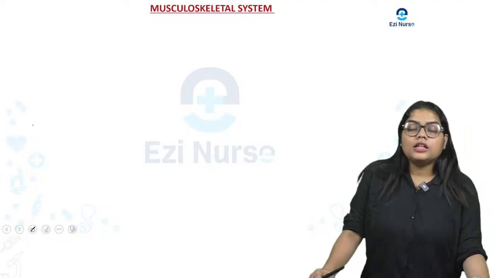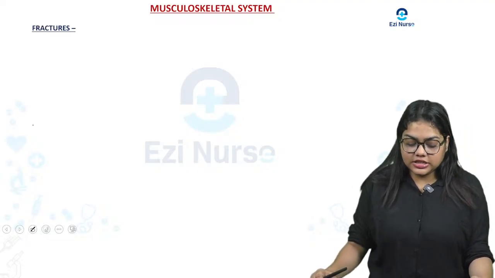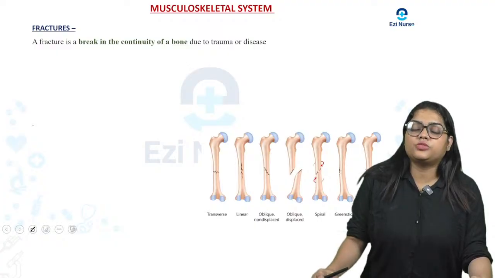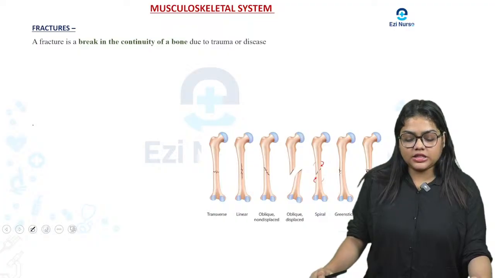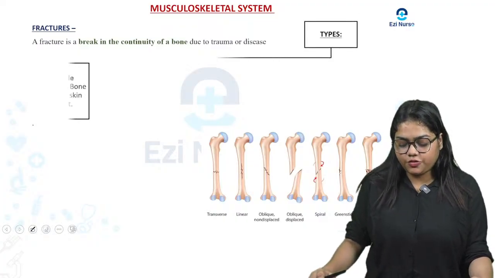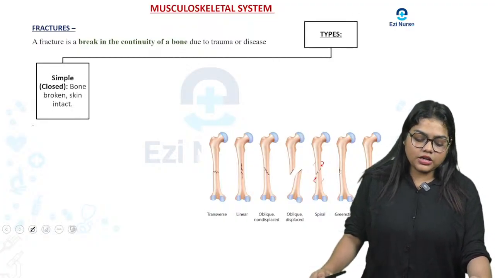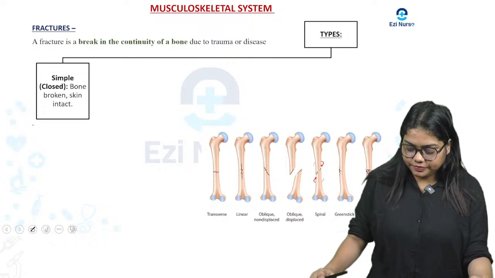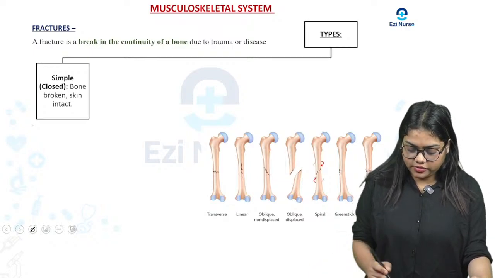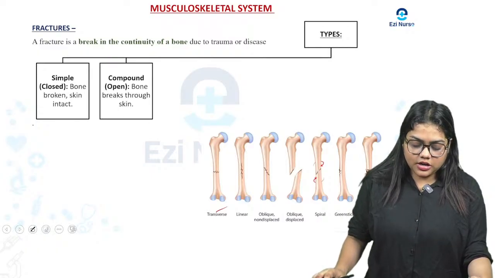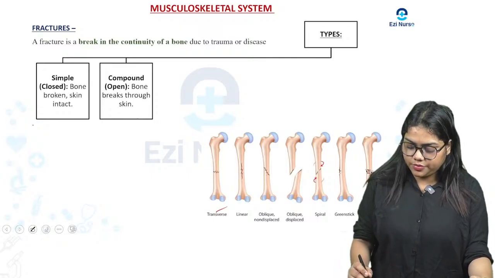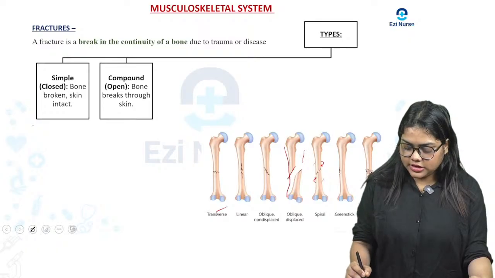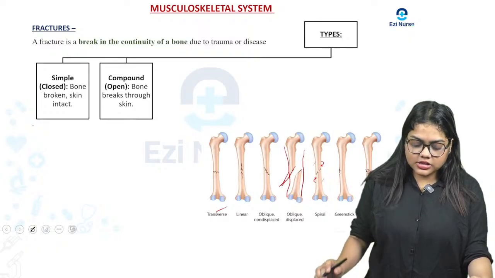Okay. The next is musculoskeletal system. So in the musculoskeletal system, we're going to read about fracture. So what is fracture? Fracture is a break in the continuity of a bone due to any kind of trauma. Now there are types. So simple is where the bone is broken but intact with the skin. Okay, you can see here. Then compound. Compound is where the bone breaks through the skin. Okay, you can see the bone breaking through the skin. If this is the leg, the bone will break through the skin.